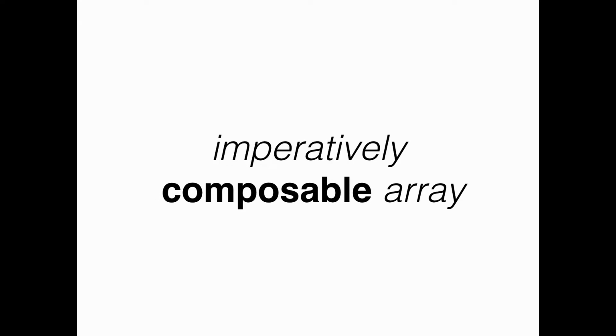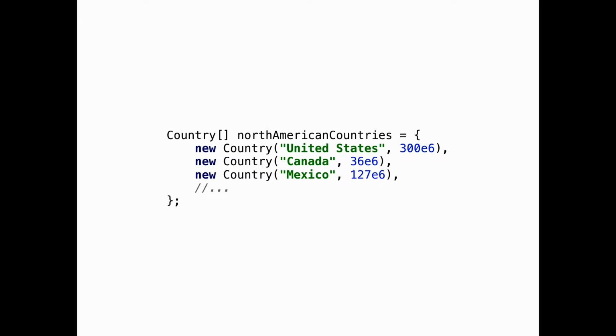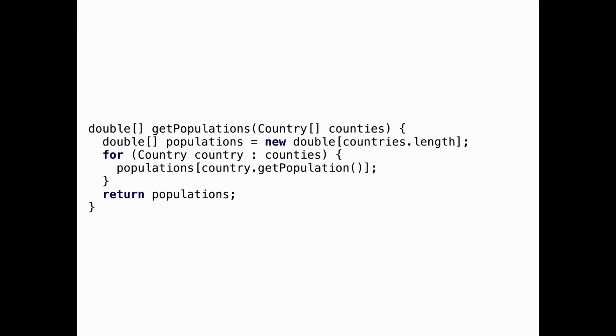All right. So the easiest way to understand this is to think about what an imperatively composable array is, right? And that's just Java's array. So we're familiar with this. So let's look at what this would look like. We have an array of countries. Countries have names and populations. So there's 300 million people in the United States, 36 million in Canada, 127 million in Mexico. And if we wanted to get the populations from that array of countries, then here's what we would do.